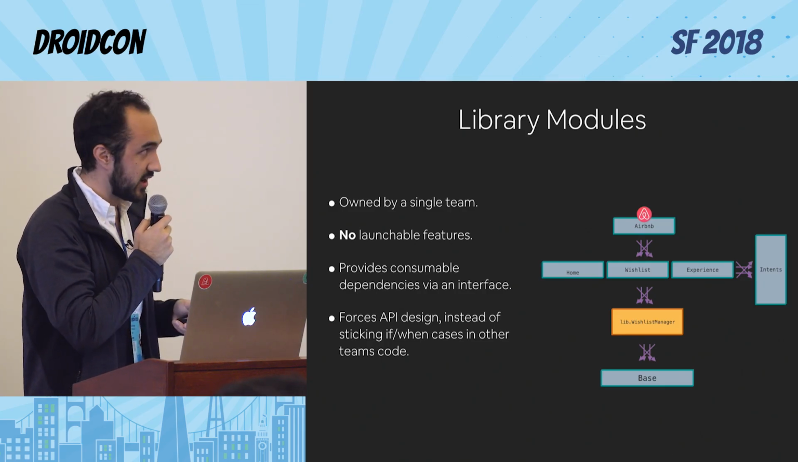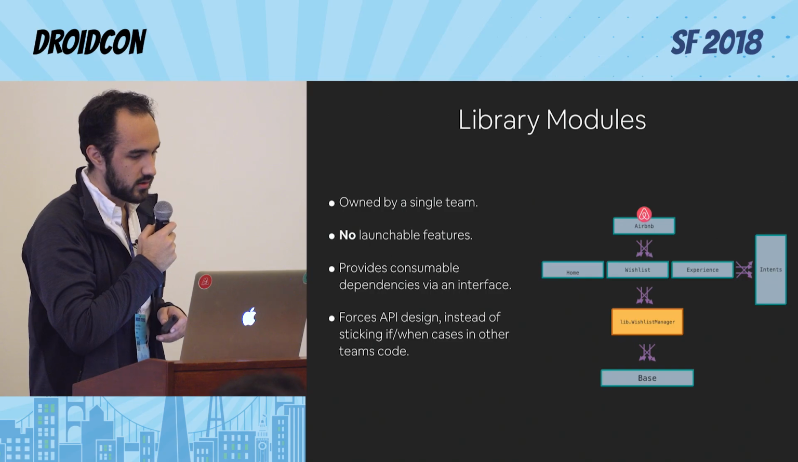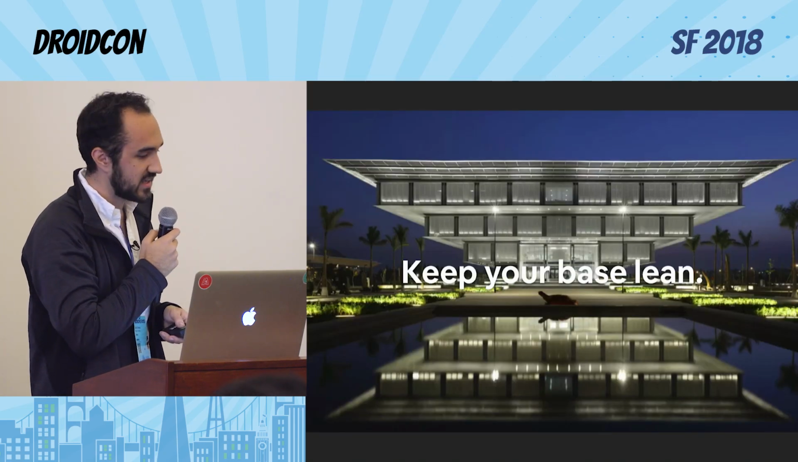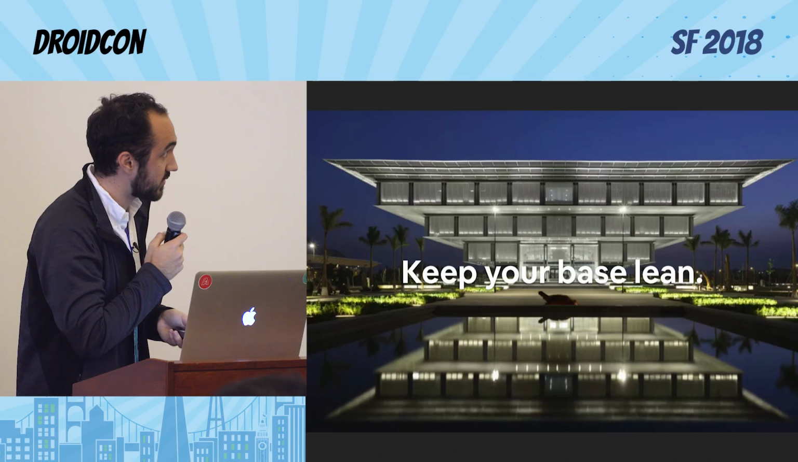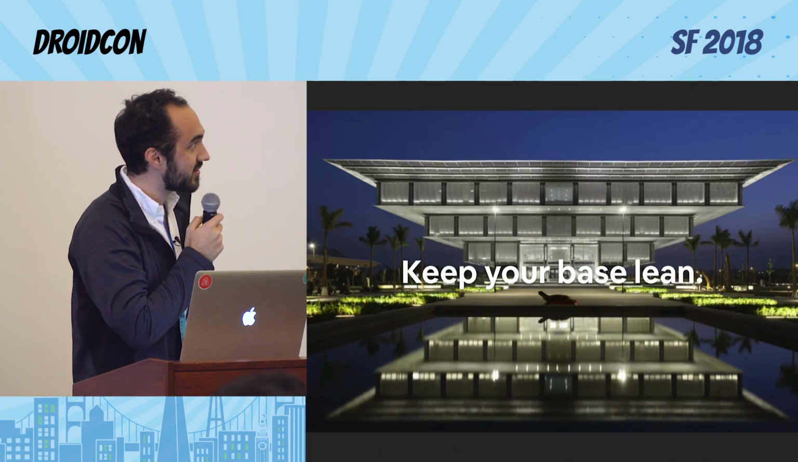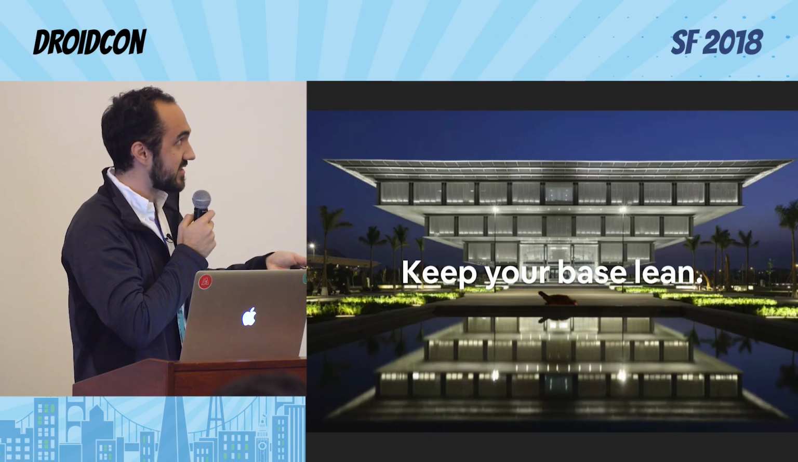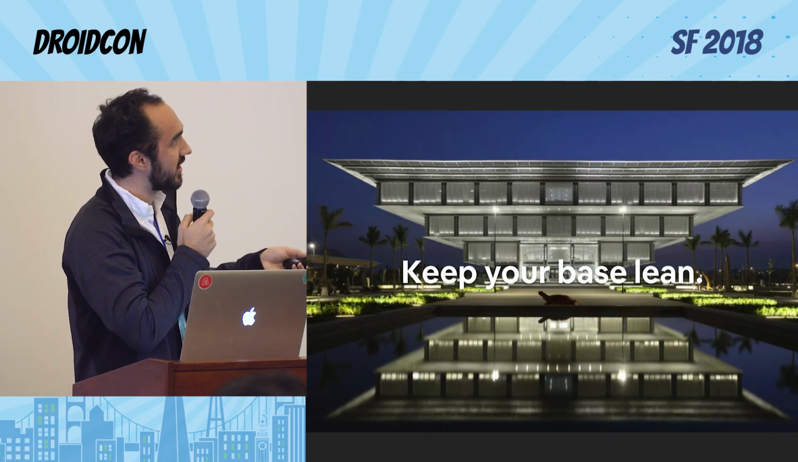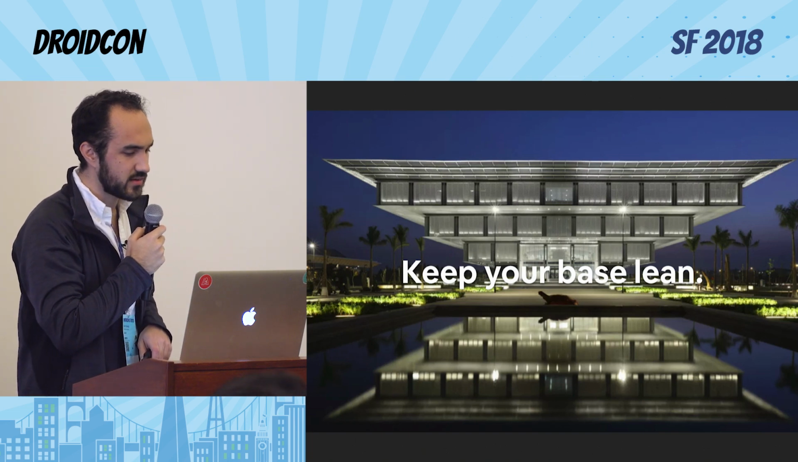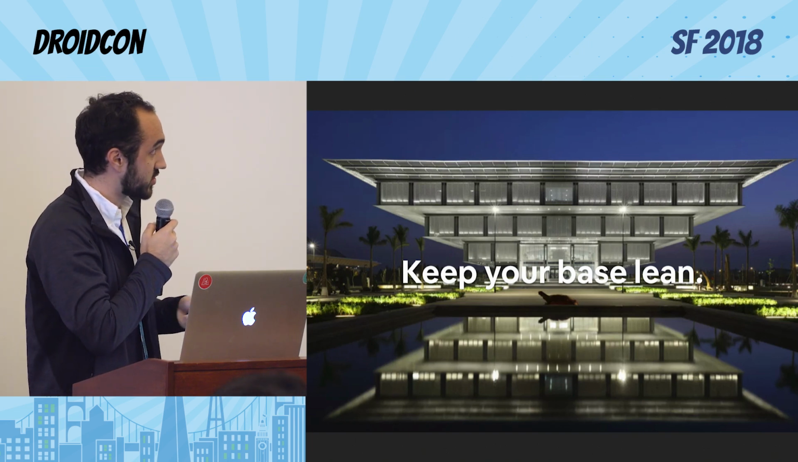And I just want to reiterate again how important it is to keep your base module lean. So from an architecture standpoint, it would look pretty weird, but your application should be not quite a triangle, more like a diamond, like a very thick feature layer and a thin app layer and a thin base. Lib modules help keep that pattern true.